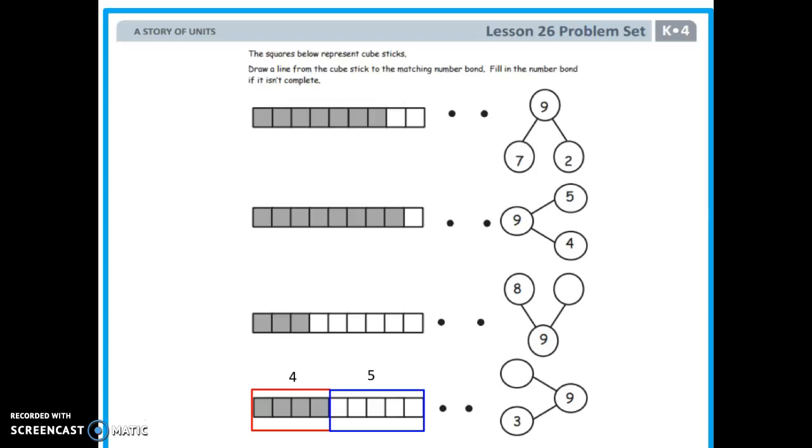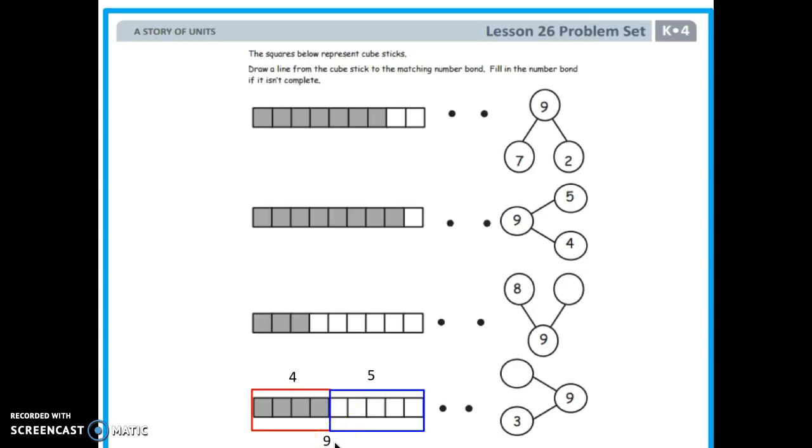Now I want you to count all of the cubes. 1, 2, 3, 4, 5, 6, 7, 8, 9. There are 9 cubes all together. So if you kind of look at this, it looks a little bit like a number bond. We have 4 and 5 make 9 all together.